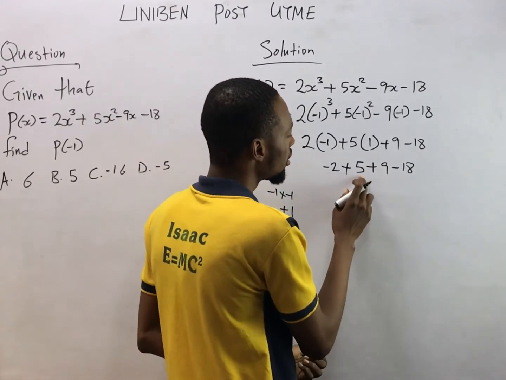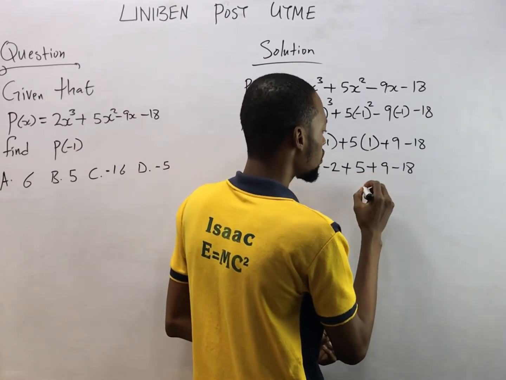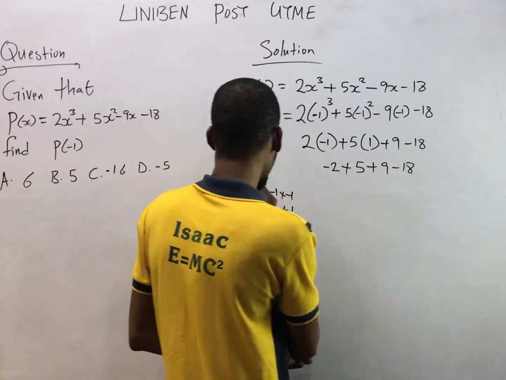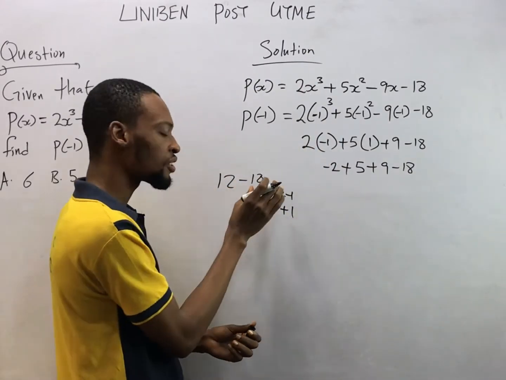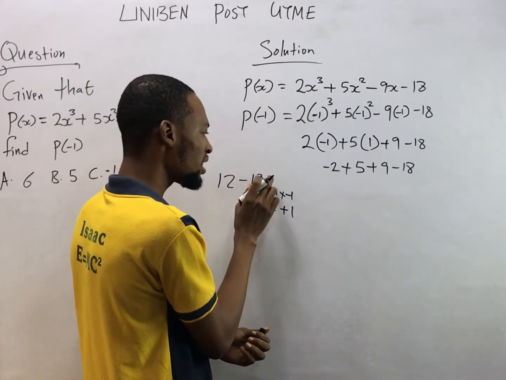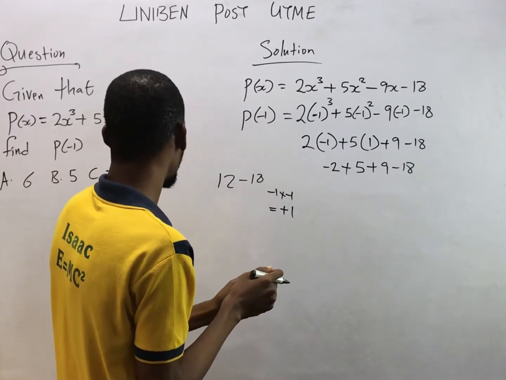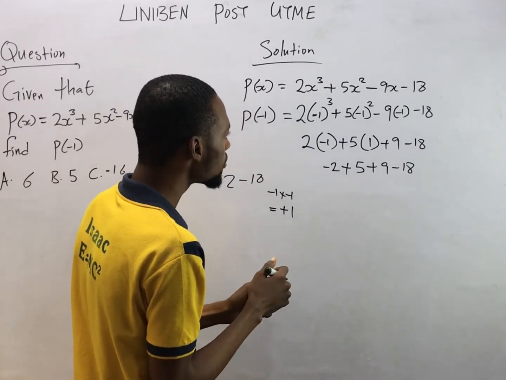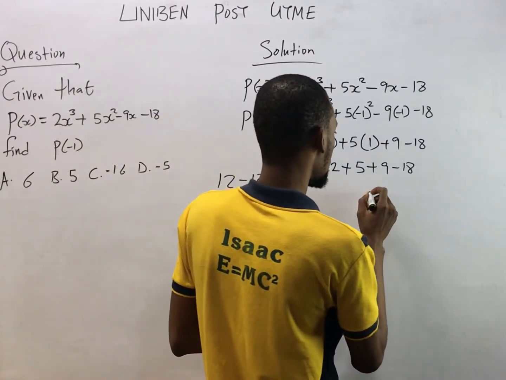So this is 3. 3 plus 9 is 12. So 12 minus 18. Look at it. 12 minus 18. You have 12. You are owing somebody 18. If you pay this 12 naira to the person you are owing 18 naira, you are still owing the person 6. So that 6 is not for you. You are owing. So it is minus 6.